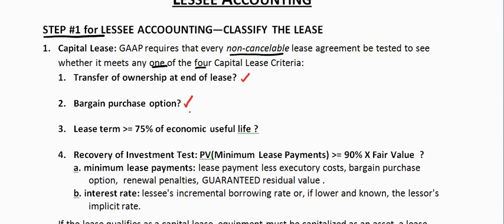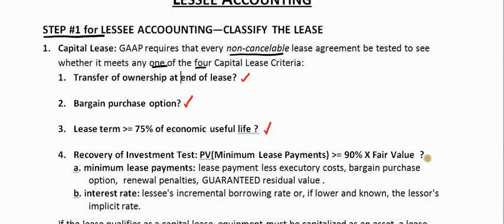So if the lease said you can buy this $500,000 crane at the end of 5 years, when it's expected to be worth $100,000, we're going to let you buy it for $10,000. That would be a bargain. Now it may end up being that the crane was worth $10,000 at the end, but when we were standing 5 years ago making the contract, we expected it to be a bargain price. Is the lease term greater than or equal to 75% of the economic life? So if you have a 10-year useful life, if the lease term is 8, then it's a capital lease.